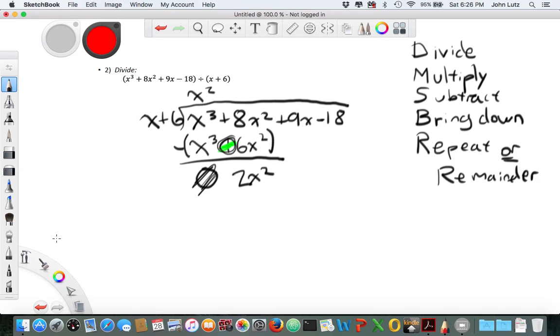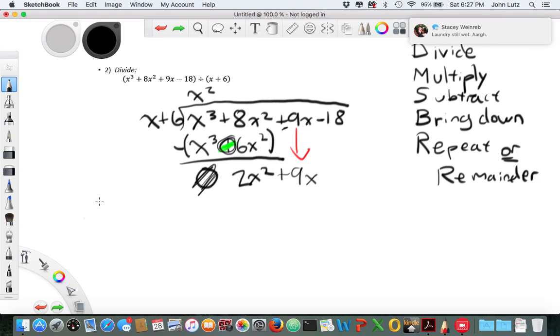Now, I'm going to repeat, okay? And I'm going to divide again. Oh, whoops, I forgot to bring down. I've got to bring it down. So I'm going to bring down my 9x, and I'm going to put plus 9x, because there was a plus up here, so there's going to be a plus down here. And now I can repeat it, right? So, again, I've got 2x squared divided by x.